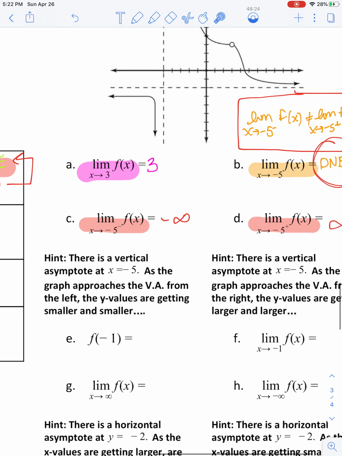And you can see a little blurb about that vertical asymptote and how that's impacting some things.